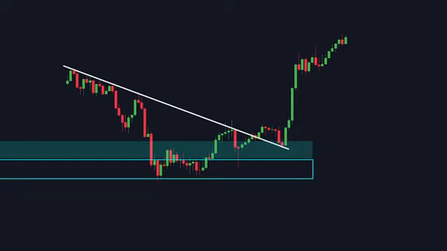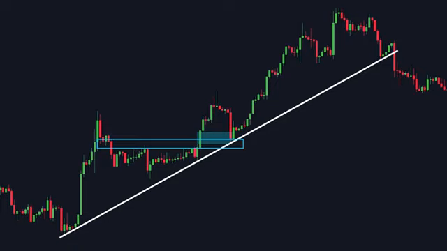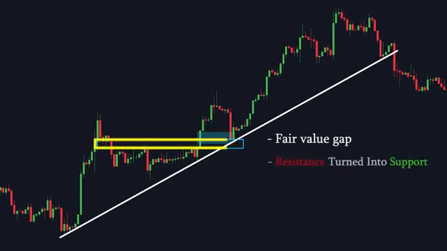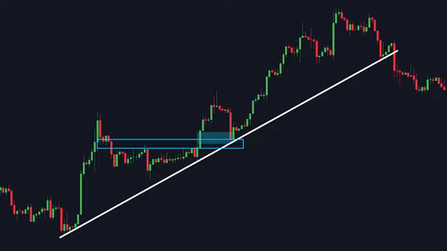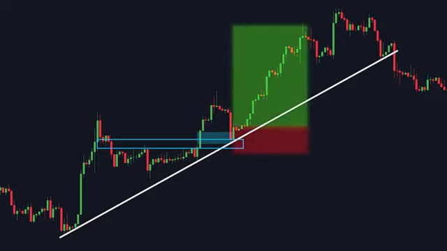As mentioned earlier, a trend line is not just a single line, but rather an area where price may react. Price has broken above this short-term trend line, which could indicate a potential buying opportunity. Currently, we have several confirmations: a fair value gap, a resistance level that has turned into support, a bounce off the long-term trend line, and a breakout above the minor downward trend line. With all these confirmations in place, the long position now has a high probability of success.